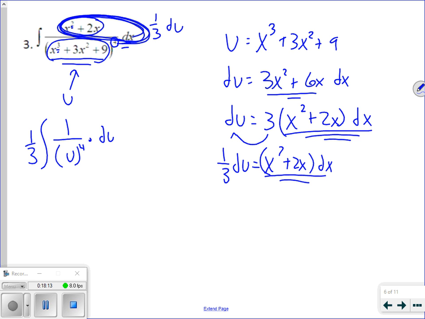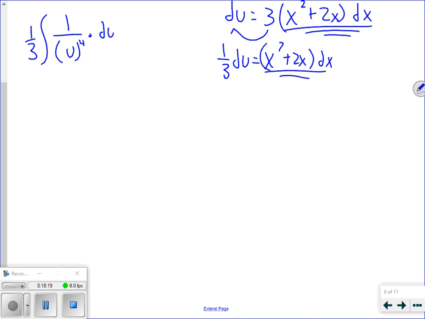Okay. So I got everything in terms of u. It's a lot simpler of a problem. And what I'm going to do now is just integrate it, doing our power rules. Remember, u to the 4th on bottom is -4 on top, and that's just power rule. I'm going to add 1 and divide.